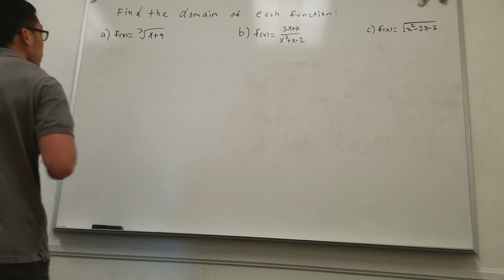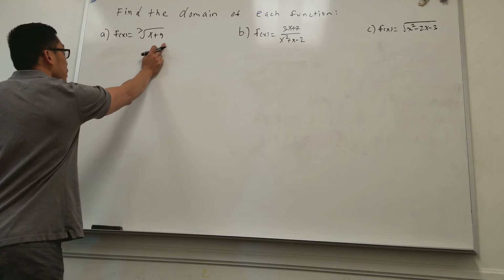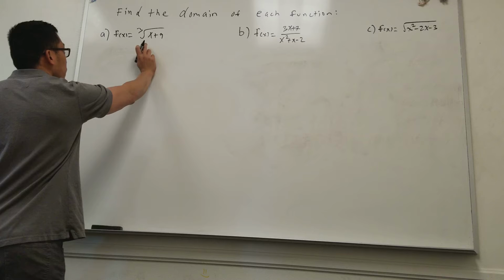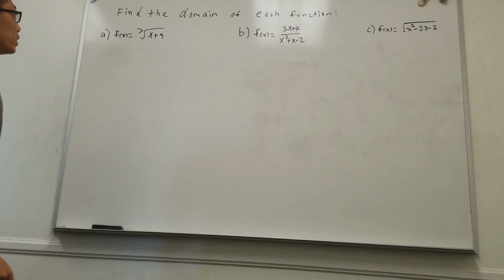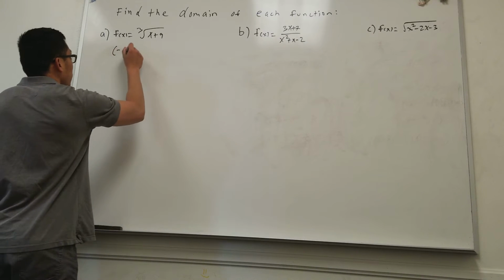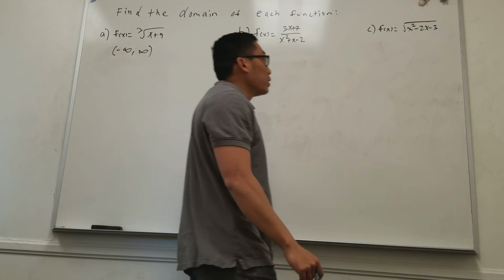Let's try negative 10. If I plug negative 10 in where x is, I'm going to get negative 10 plus 9, which is negative 1. The cube root of negative 1 is negative 1. So actually it works. Negative numbers work as well. So positive numbers work, negative numbers work. So the domain of this is negative infinity to infinity. Okay? Now let's look at b.